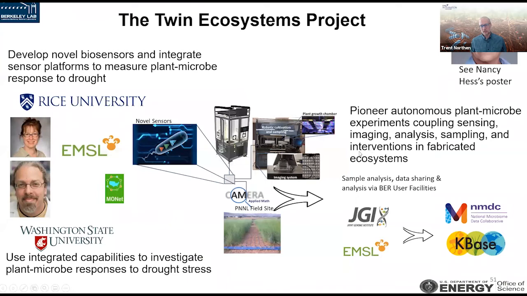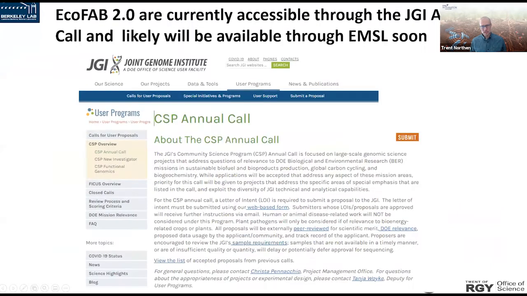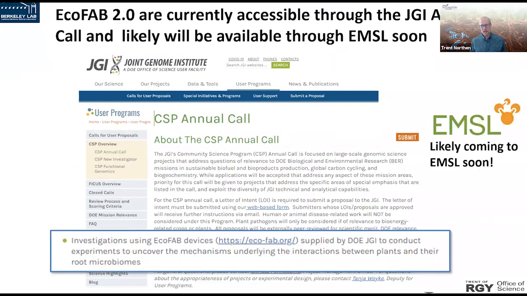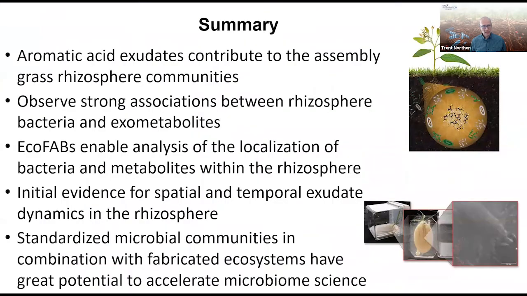We're also collaborating with CAMRA to develop autonomous experimentation in the EcoBot. And we're going to use these integrated capabilities to study the role of exudates during drought and selecting for beneficial microbiomes. EcoFABs are available through the JGI annual CSP call, so you can get them that way. But my understanding is that they're going to be coming to EMSL soon, so you'll hopefully be able to get those through EMSL directly.